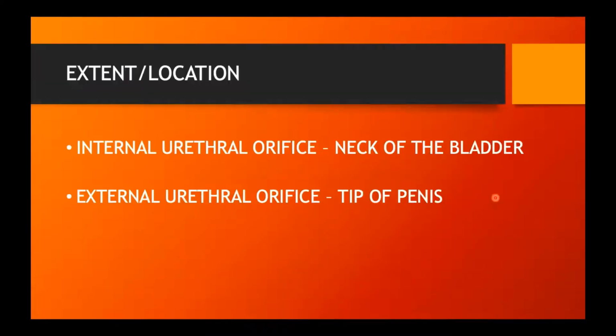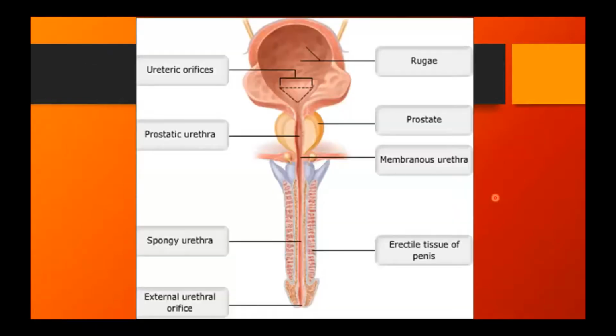Extent or location: the male urethra is extending from the internal urethral orifice, that is in the neck of the bladder, till the external urethral orifice, that is in the tip of the penis. You can see here, this is the internal urethral orifice at the neck of the bladder. Then we have the external urethral orifice here.